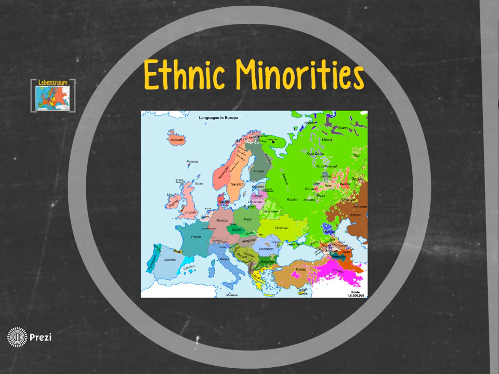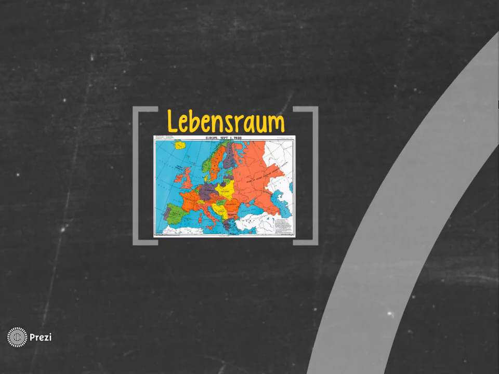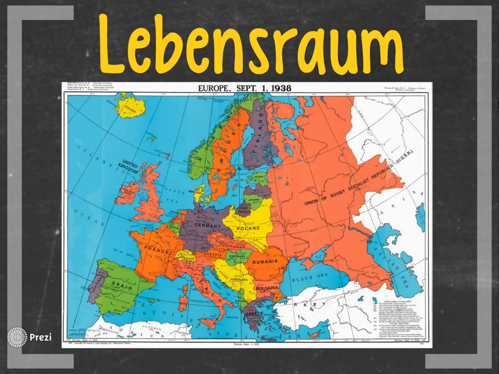Okay, I got that. But now let's go ahead and zoom in to Europe in 1938, and you're going to see that Germany lost a lot of territory as a result of World War I, and there were some Germans, look at this Polish corridor right here, that were no longer in Germany, that were part of other countries.